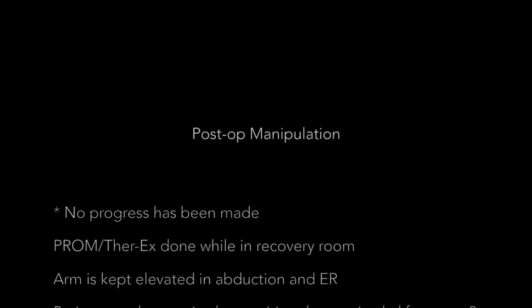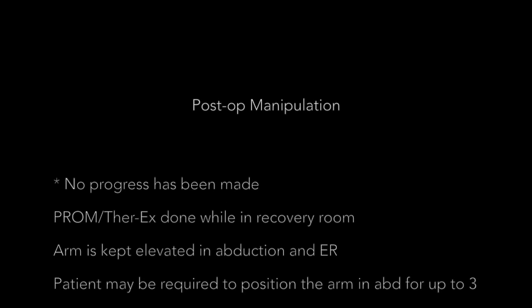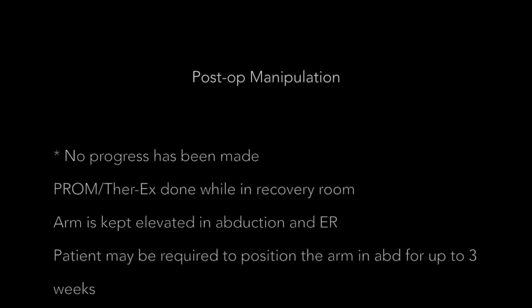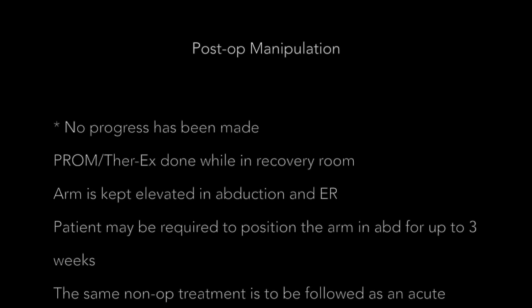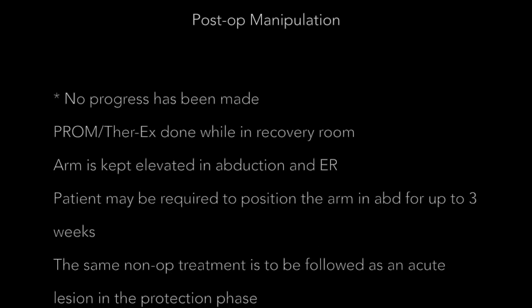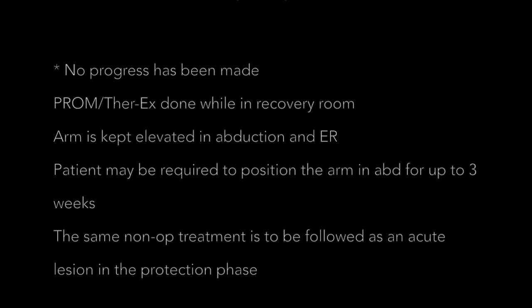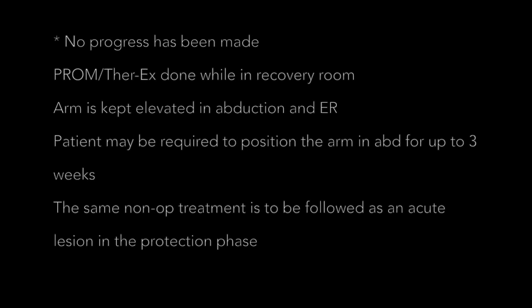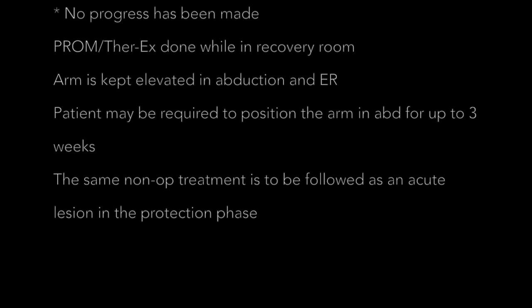For post-op management, they would have a manipulation. So this happens when the progress hasn't been met. The therapist would start off with passive range of motion and Therex, and that's done while they're in their recovery room. You want to make sure that the arm is kept at abduction and external rotation, since those are the most impaired motions, and the patient might be required to keep that arm in that position for up to 3 weeks. And you want to make sure that you followed the same non-op treatment as you would before.